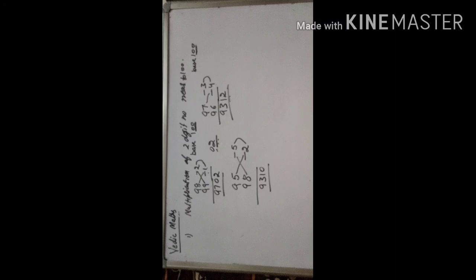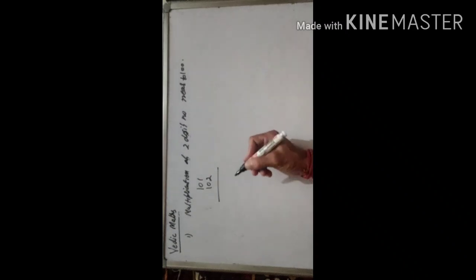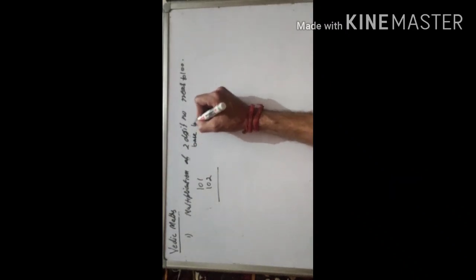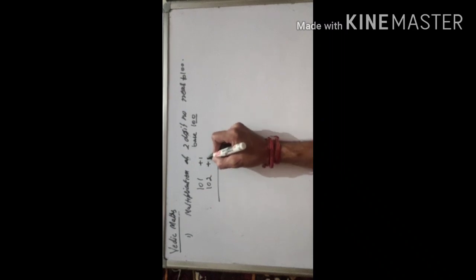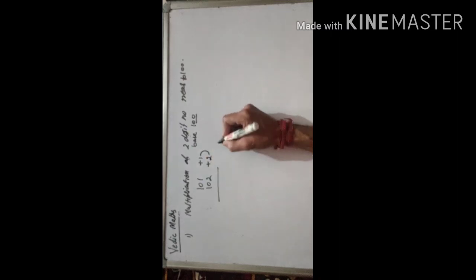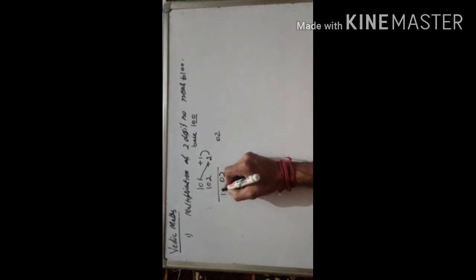Now multiplication of two-digit numbers that are greater than 100. Suppose you have to multiply 101 with 102. Now same concept, base is 100, two zeros. How much is greater than 100? That is 1. How much is greater than 100? That is 2. Multiply 1 with 2 is 2. So we put 02 and add. Now we have to add. 102 plus 1 is 103.